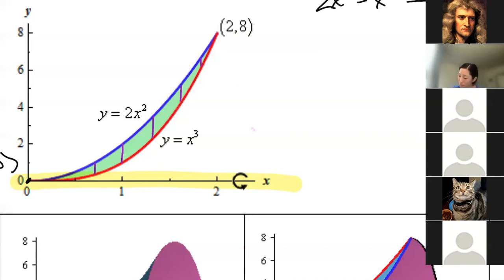Now, which one of these would we call the big radius? And which one of these would we call the small radius? What are our thoughts if we're revolving it around the x-axis? The red one is the big radius. And what's your reason for that? Why do we think that the red one is the big radius?